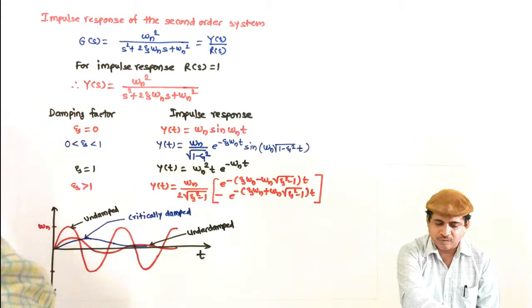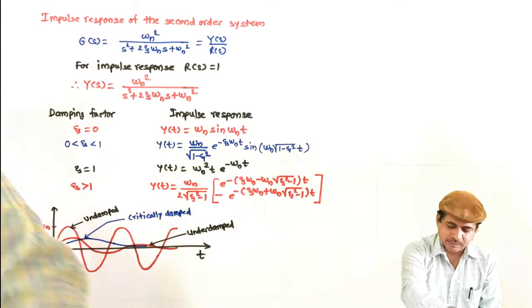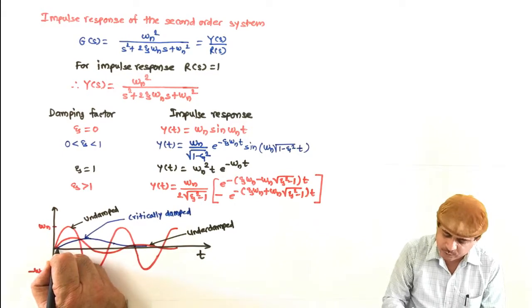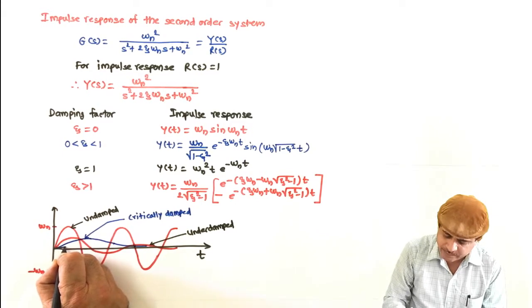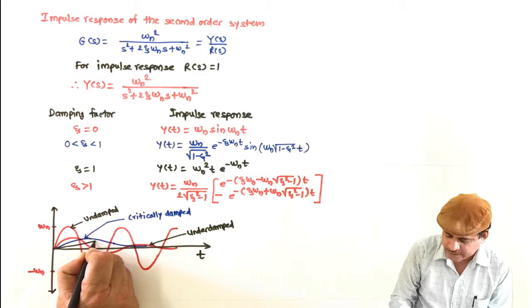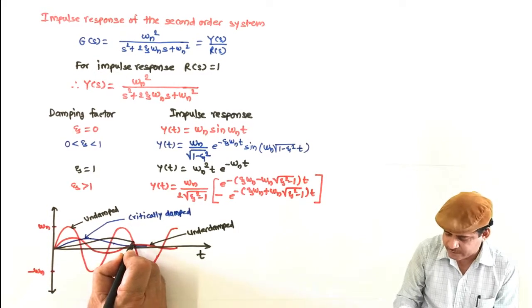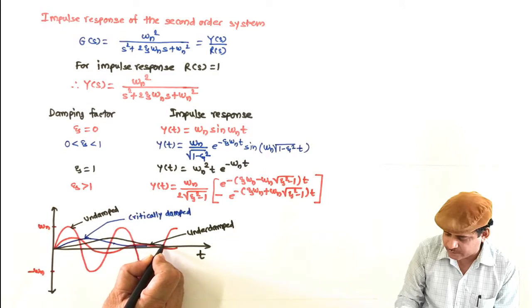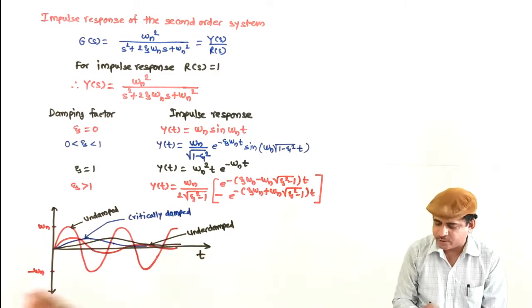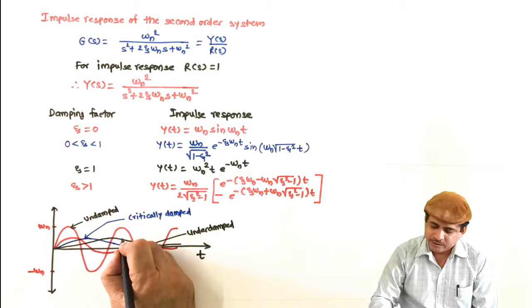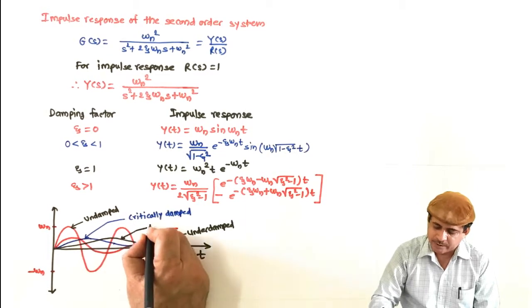And finally the overdamped. So for overdamped, it is similar to the critically damped, but it is slower than that. It will reach somewhere the maximum and then start decreasing, moving towards the zero line, and will touch the zero line at time t equal to infinity. So this one is overdamped.